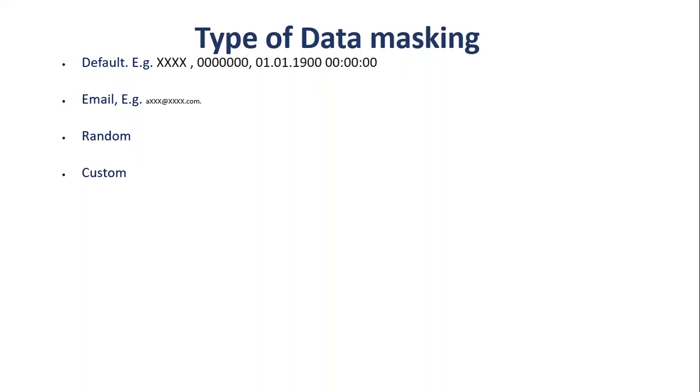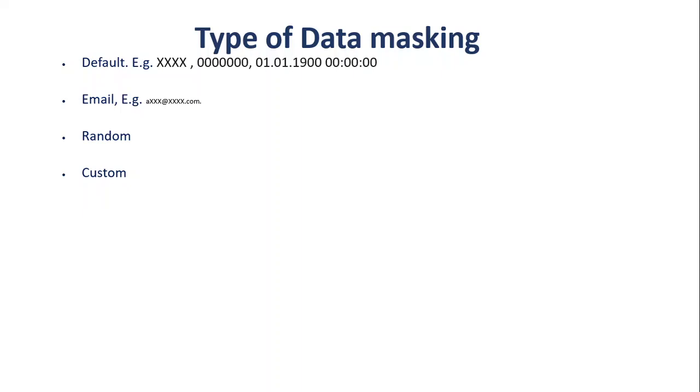Before we jump into how to do it, the other thing we need to know is the types of data masking. There are 4 types of data masking available currently in Azure. The first one is the default. The default is basically full masking depending on the data type. So if you have a 4-character varchar field, it will cross it out. If it's an integer, it will put 0. If it's a date, it will put a default date value.